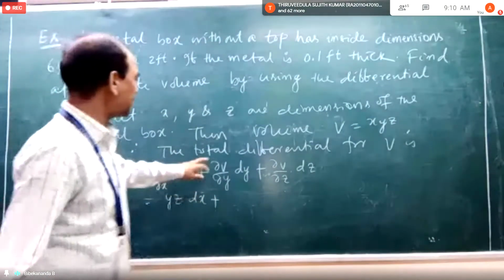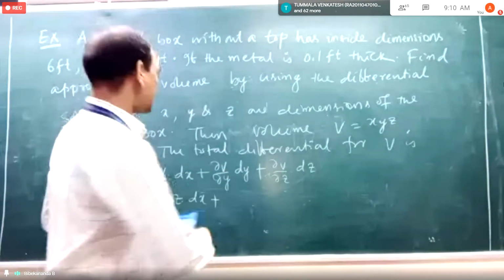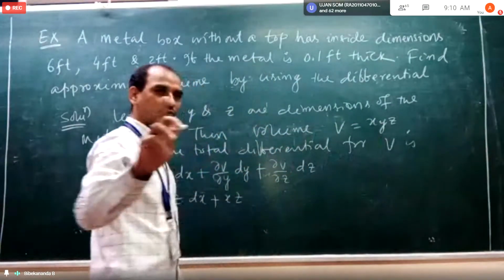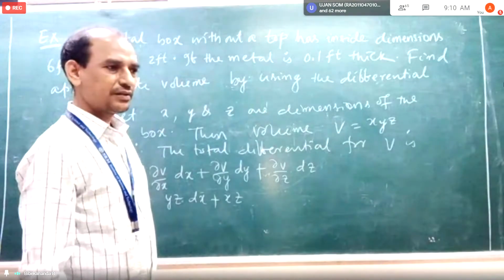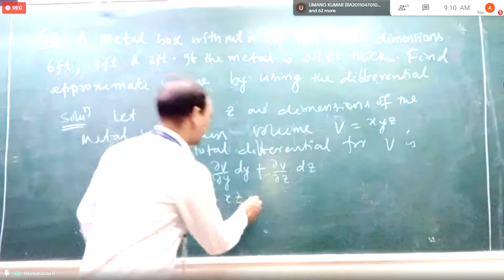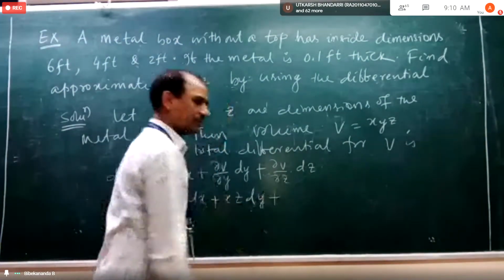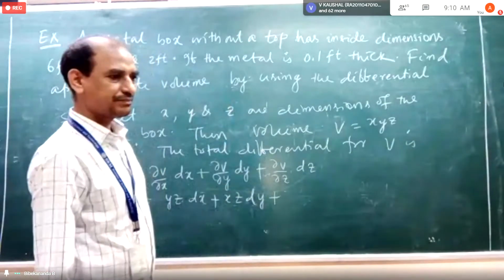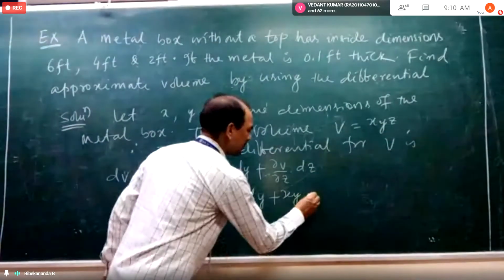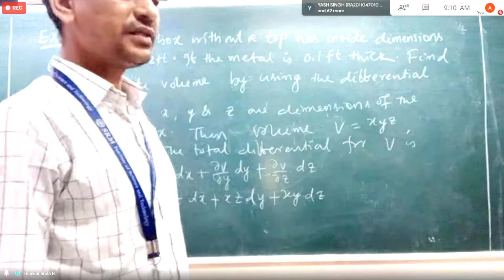Then what is the differentiation of V with respect to Y? XZ. Because XZ will be constant, then we will differentiate Y with respect to Y, means we will get 1. Is it fine? Yes, sir. So then this will be dy plus what will be the dou V dou Z? XY. And what is the differential there? dz.